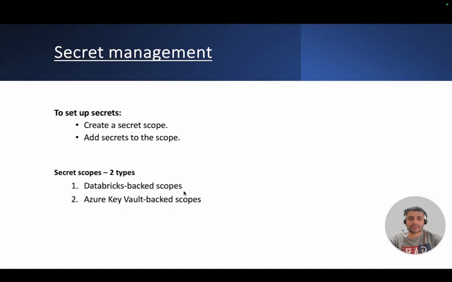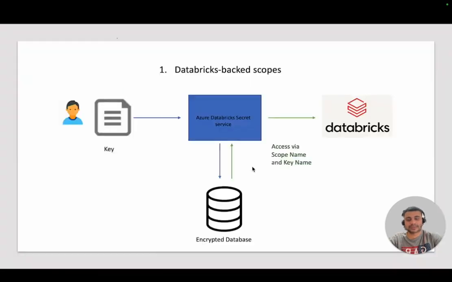Let's look at the first one, which is Azure Databricks-backed scopes. When you create these scopes, secrets are stored in an encrypted database which is owned and managed by Databricks. For example, as a user, you have an access key to connect to the storage account. You can add that access key to the scope. Then you can reference that in the notebook by using a scope name and a key name. A Databricks-backed scope name should be unique across the workspace.